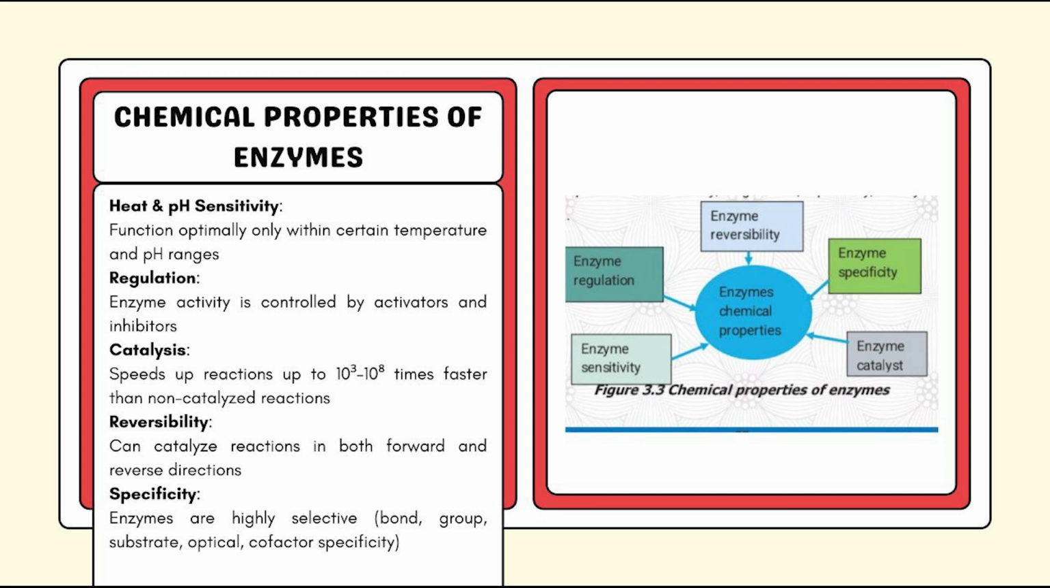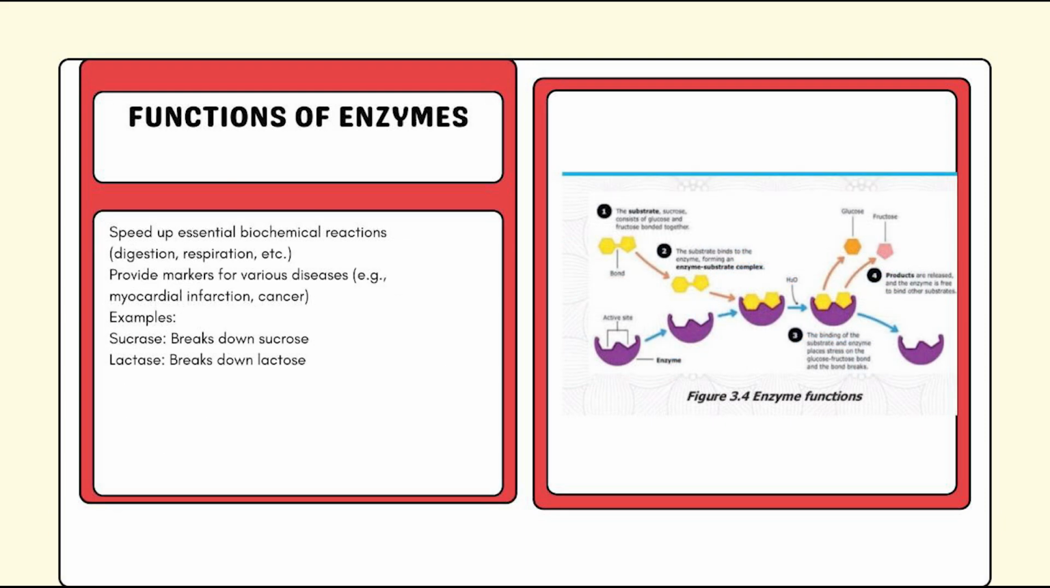The other one is, what do enzymes do? Their main function is to speed up chemical reactions that are necessary for life. They play critical roles in processes like respiration, digestion, muscle and nerve function, and even in signaling for disease. For example, sucrase breaks down sucrose. Lactase breaks down lactose, which is found in milk. Protease helps break down proteins, and lipase breaks down fats. Figure 3.4 shows the steps by which enzymes act on substrates, making this reaction much faster.